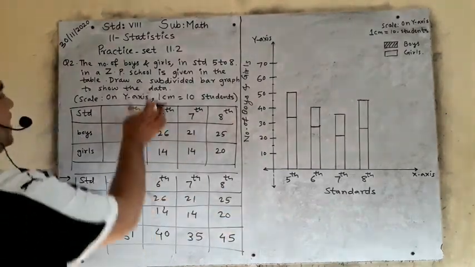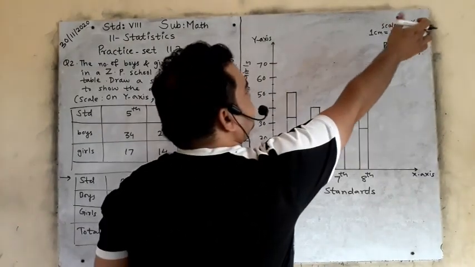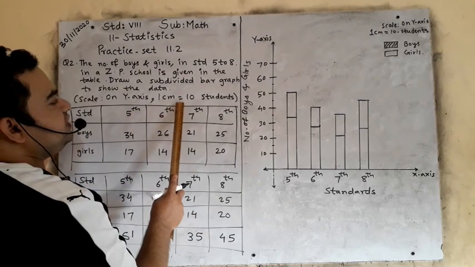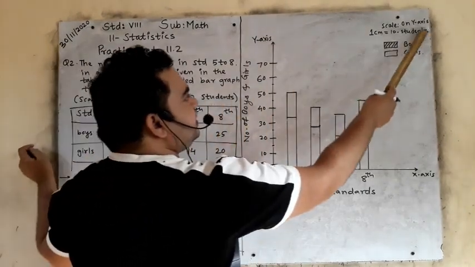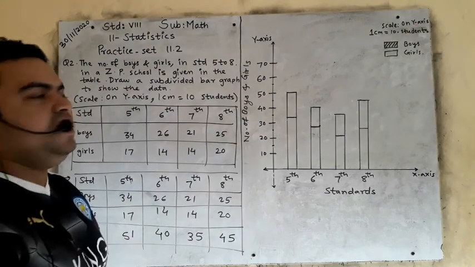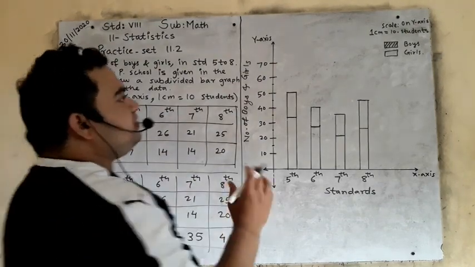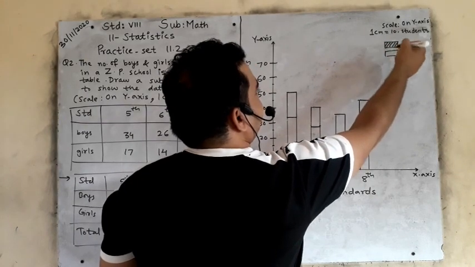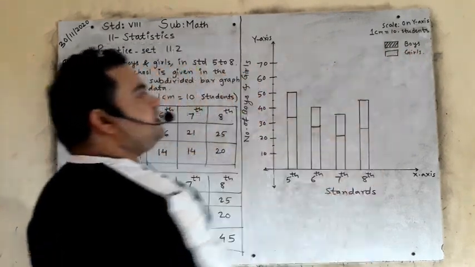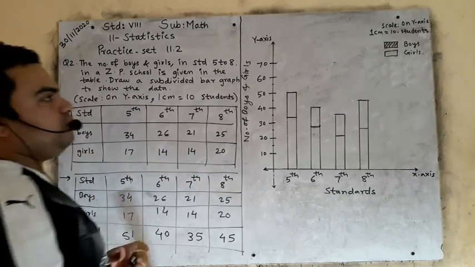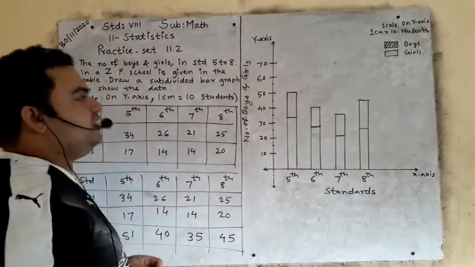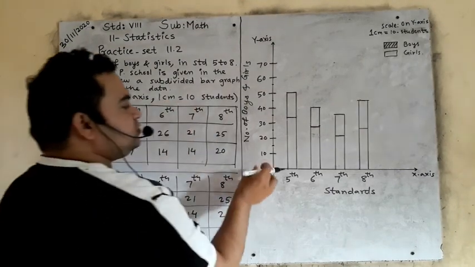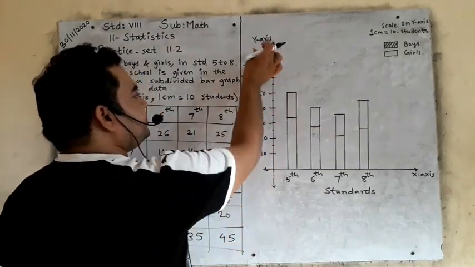So dear students, the scale is given. You will write the scale first on the top. It is very important and necessary. So scale on y-axis: 1 centimeter is equal to 10 students. Here you will write 1 centimeter is equal to 10 students. Now I will make two separate parts for boys and girls. I will fill the boys box and keep the girls box empty. I will show these with two different shades. Now see, the scale is 10 students, so you will write 10, 20, 30, 40, 50, 60, 70.